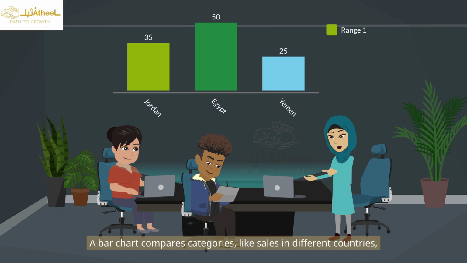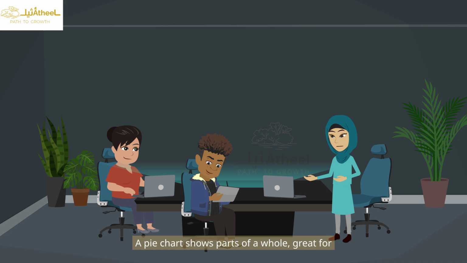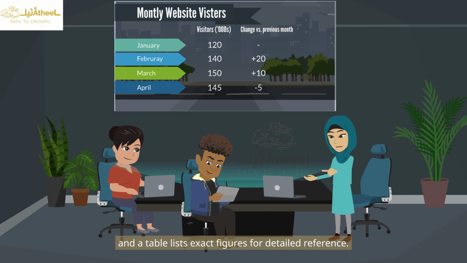A bar chart compares categories like sales in different countries. A line graph shows change over time, for example, how prices increased between January and May. A pie chart shows parts of a whole, great for describing percentages. And a table lists exact figures for detailed reference.